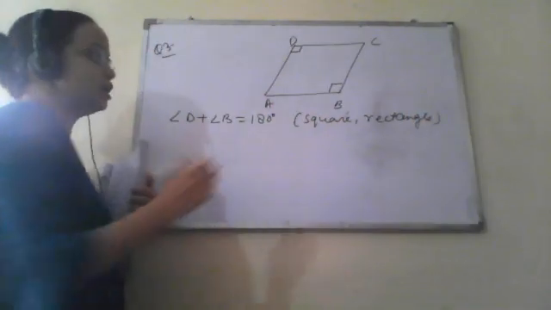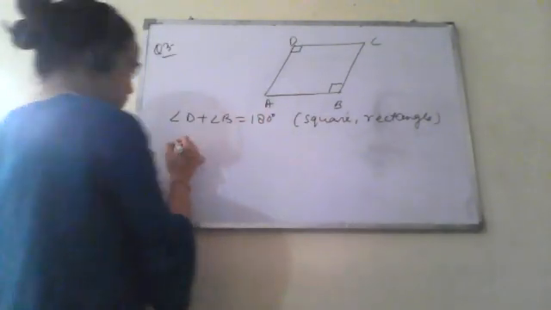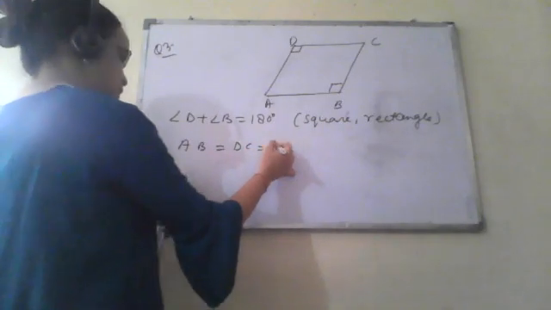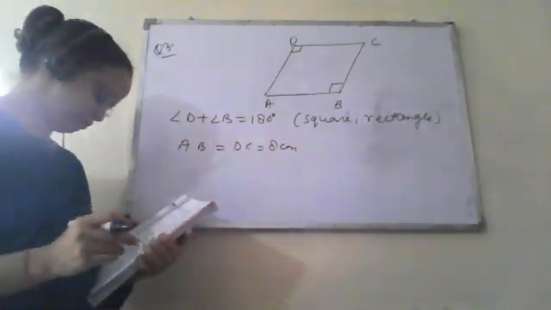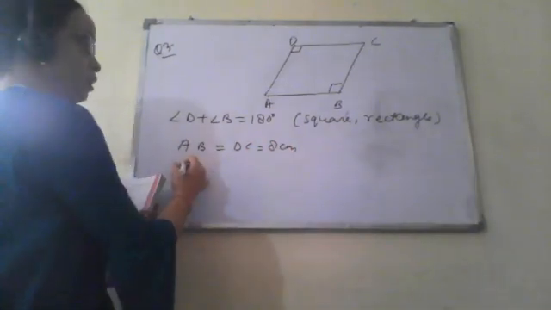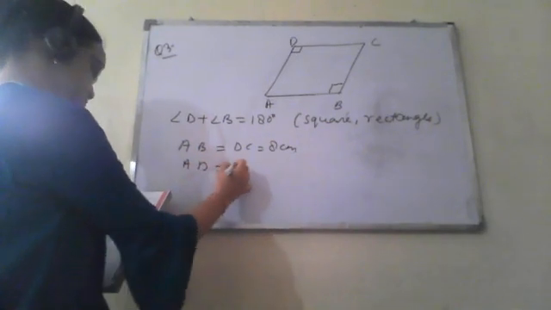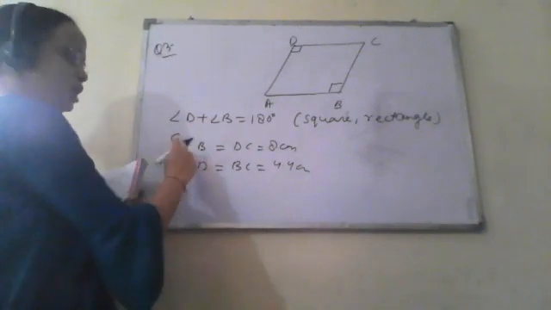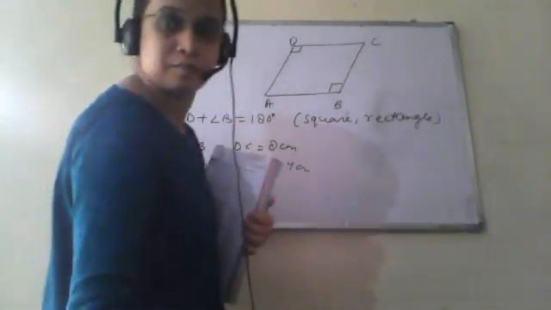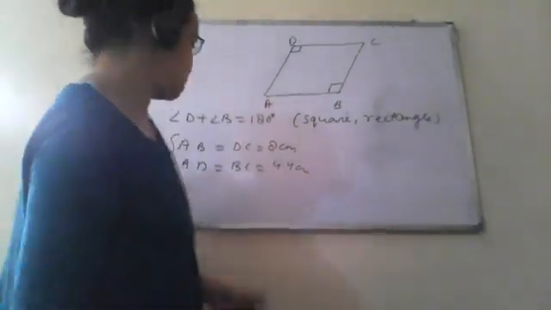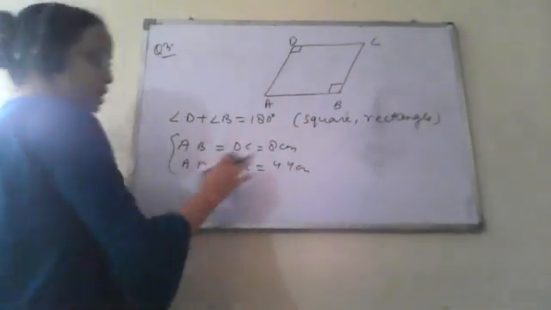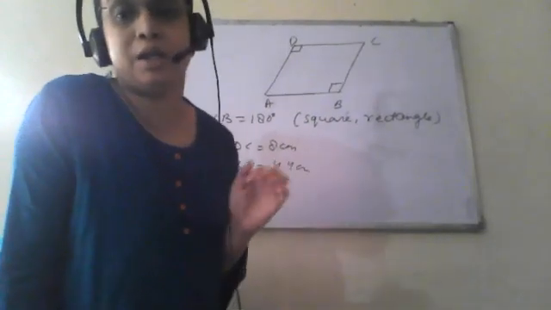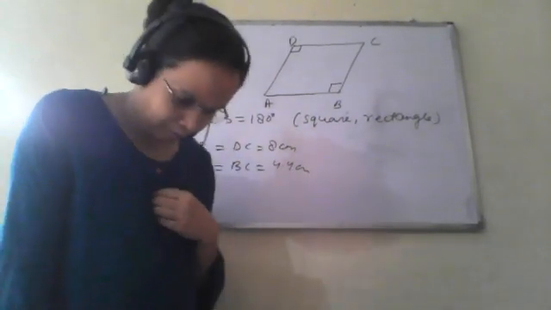The second part is AB equals DC equals 8 centimeters, and AD equals BC equals 4.46. So the second condition is given, AB equals DC. These are the two conditions given in which opposite sides are equal. If the opposite sides of a quadrilateral are equal, then it will be a parallelogram.